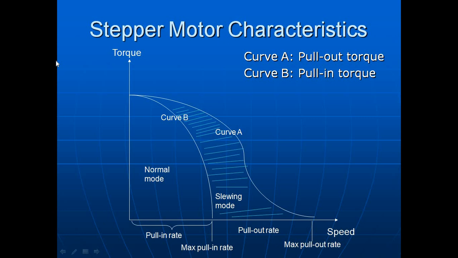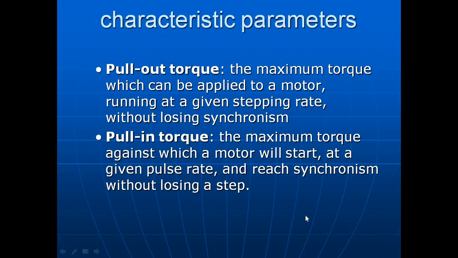Here the torque speed characteristics, then normal mode, curve A and curve B. Curve A is the pull-out torque, curve B is the pull-in torque. Here the slewing mode, then pull-in torque, maximum pull-in rate and pull-out rate. Max pull-out rate is on the x-axis in the speed characteristics.